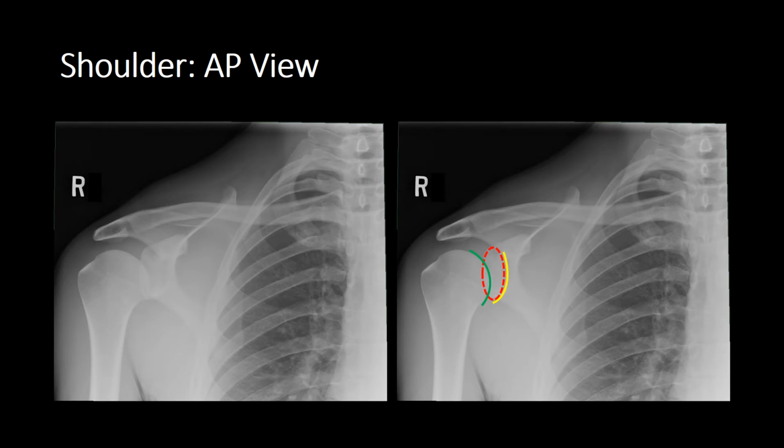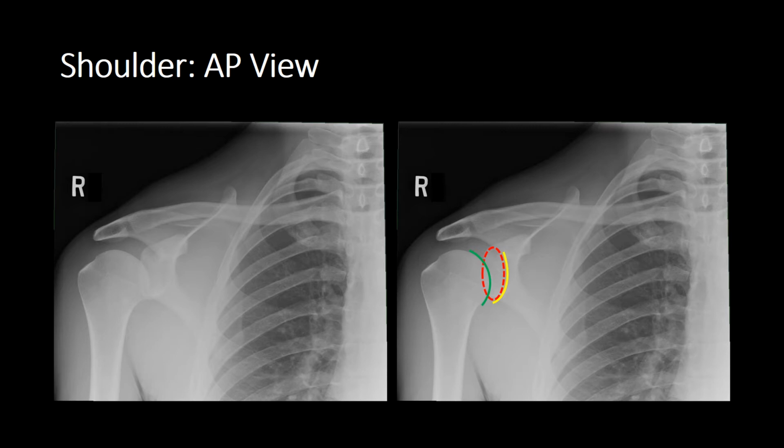To reiterate, I want to emphasise how important it is to understand the appearance of the head of humerus in relationship to the glenoid on the AP view. It's important that you learn this because this will assist with diagnosis for dislocations, which we will discuss later on in the presentation.